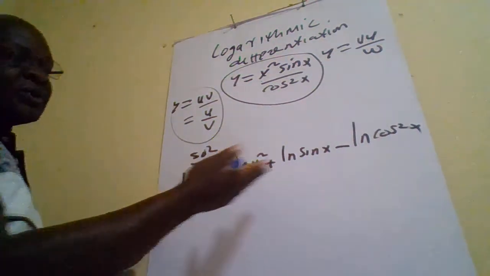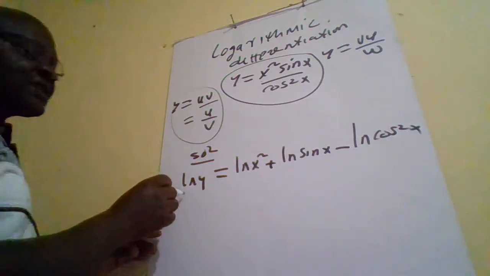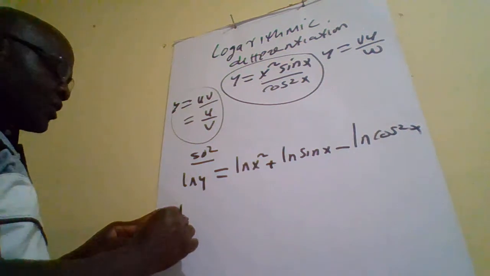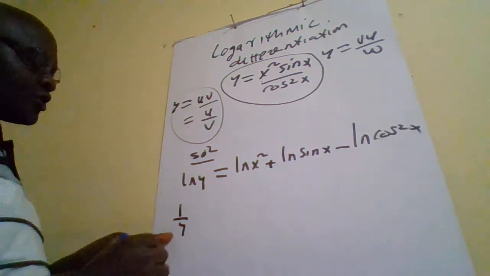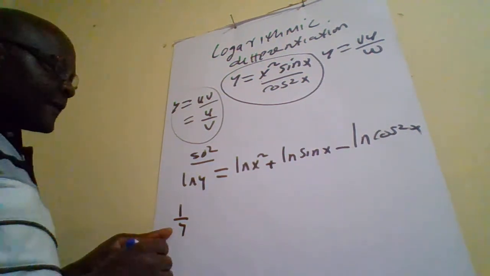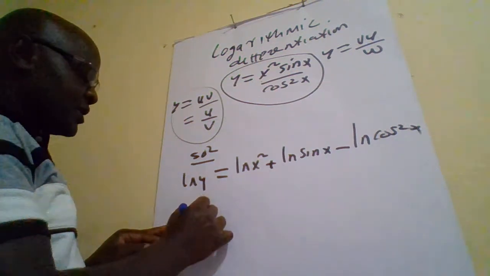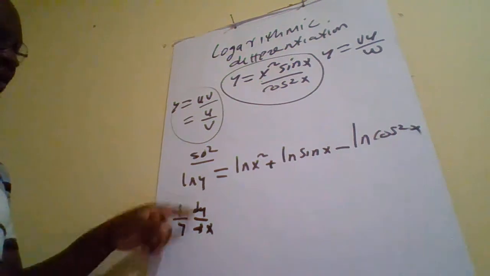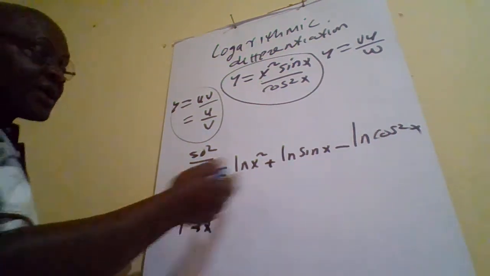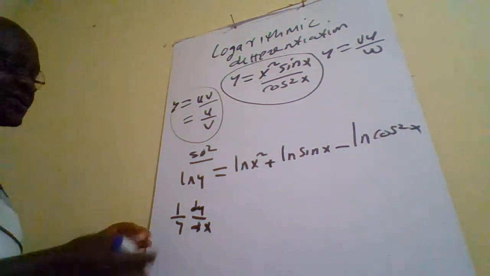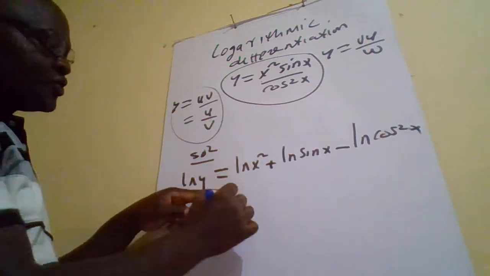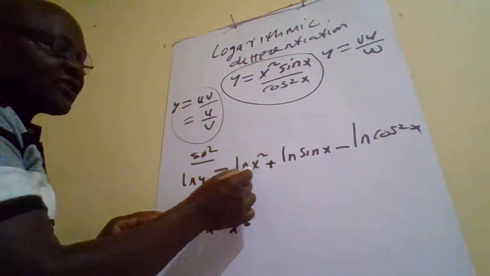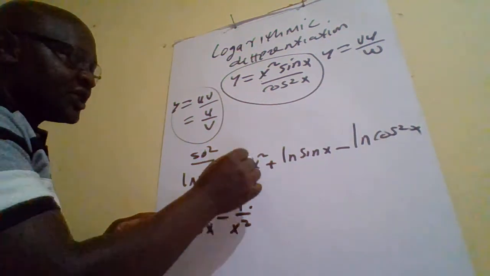So then we differentiate through. When you differentiate ln of y, we shall get 1 all over y, dy dx. Remember, we are getting the derivative with respect to x. This would be equal to 1 all over x squared, then we differentiate x squared, it would be dot 2x.